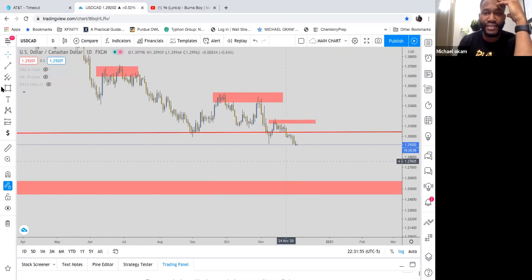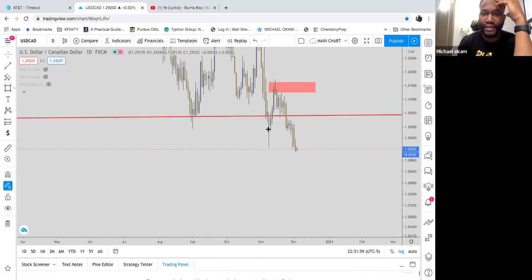Okay. So let's see if we can take advantage of a sell opportunity, because I see a minor resistance right here. This minor resistance is probably a lower high on the 1 hour or 4 hour time frame. So from the daily, we break it down to the 1 hour.